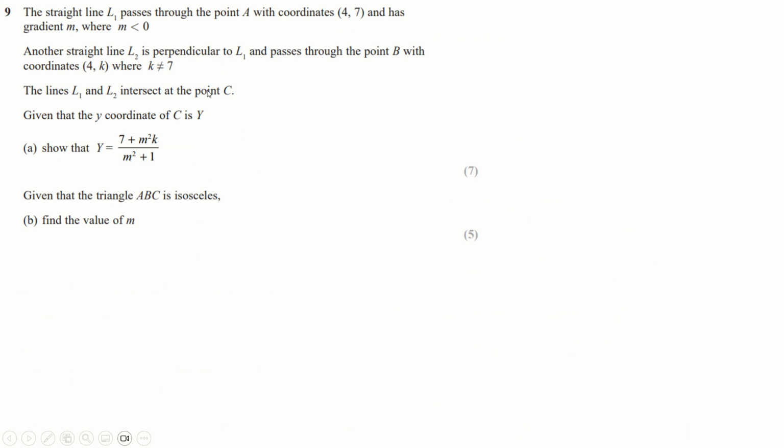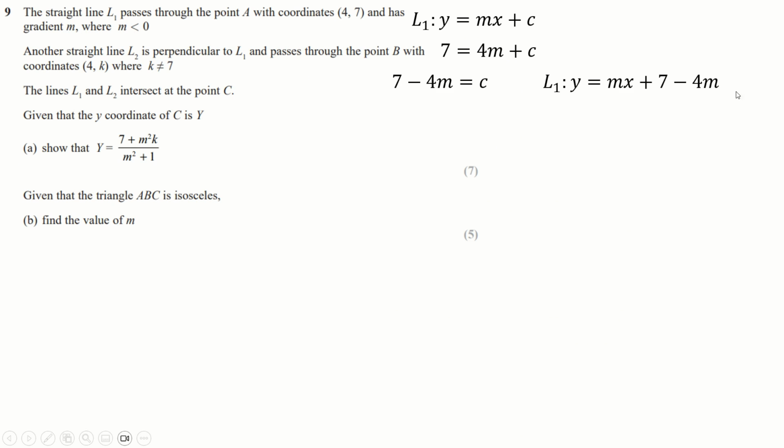Good. Question 9 is the worst question on this paper by far. It's really fiddly, and I'm shocked that it was not the last question at the very least. L1 is y equals mx plus c. You're told the m is m, and you're told it goes through this point here. So I can use that information like this, x is 4, y is 7, to find an expression for c in terms of m, and then I can say L1 has this formula here, just in terms of m.